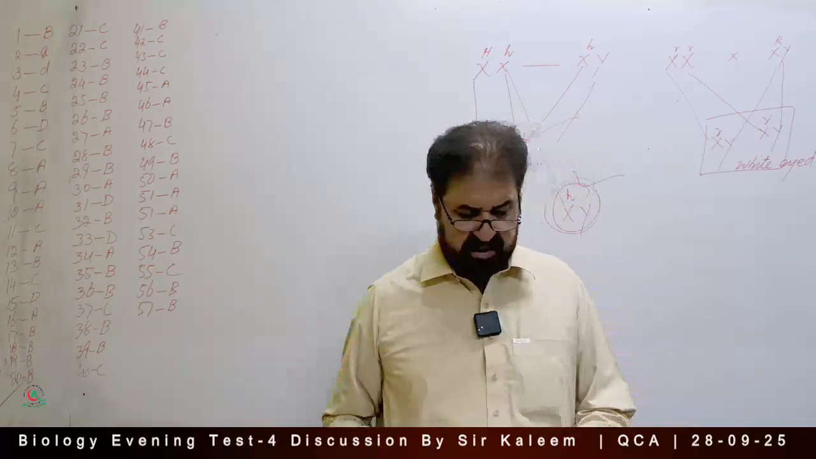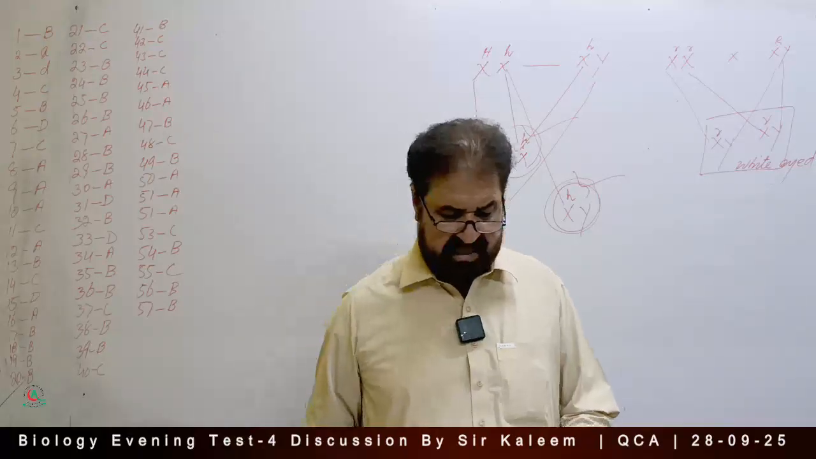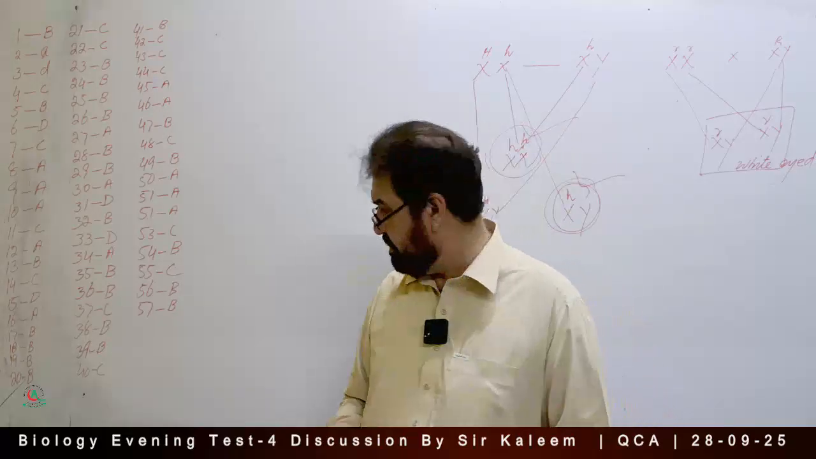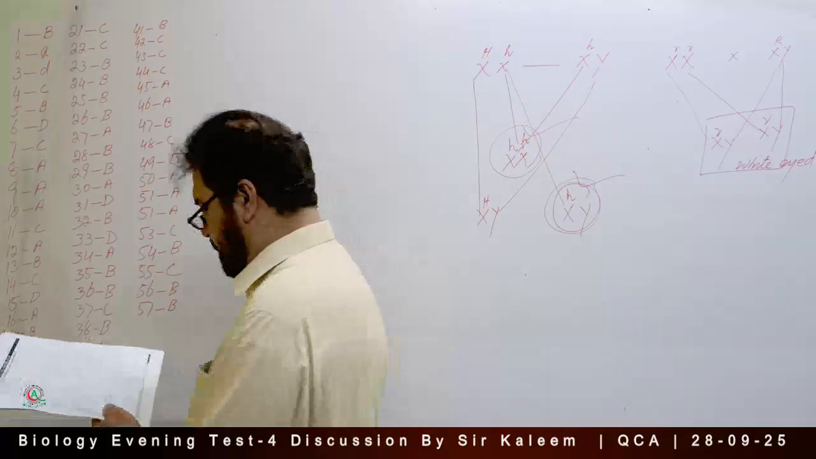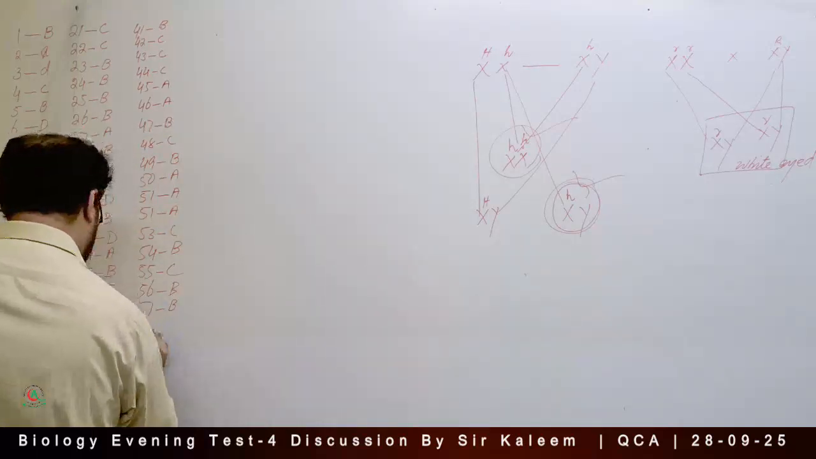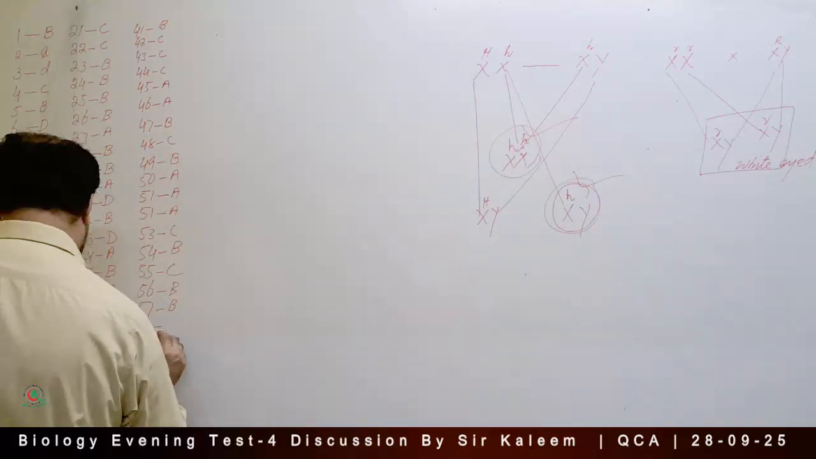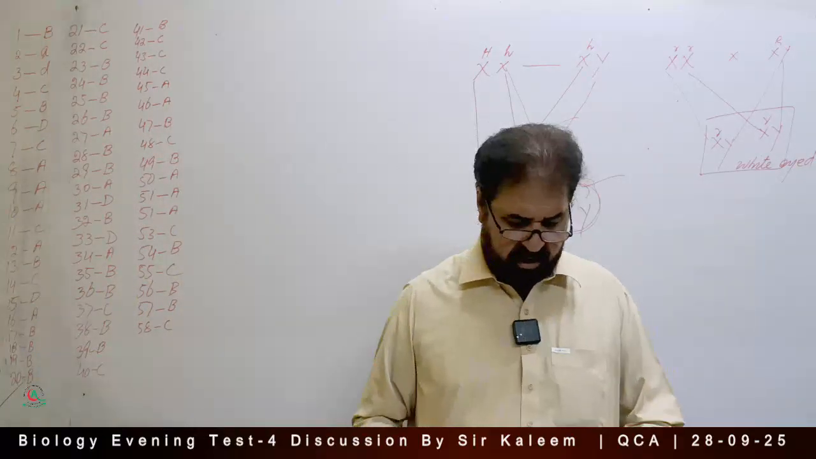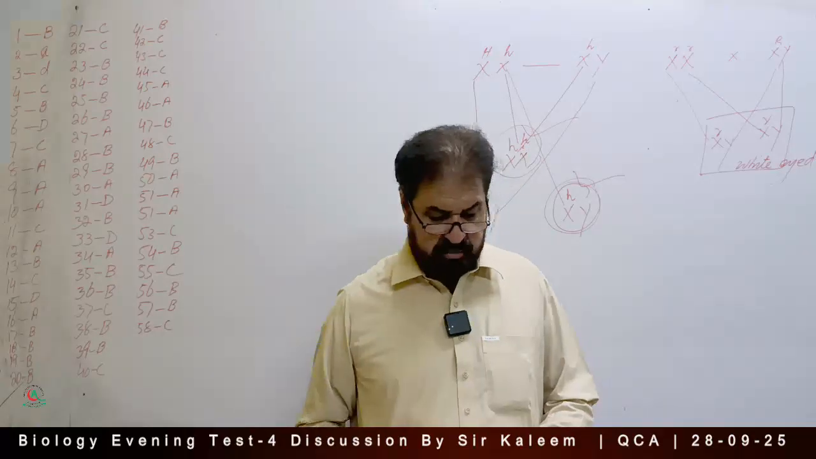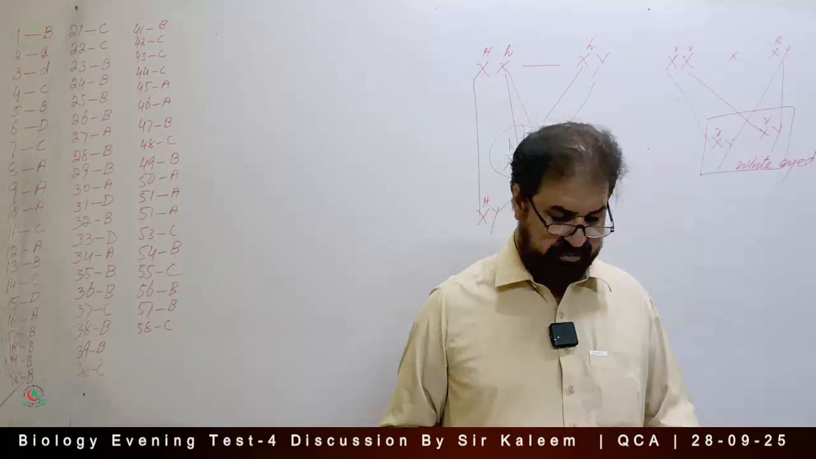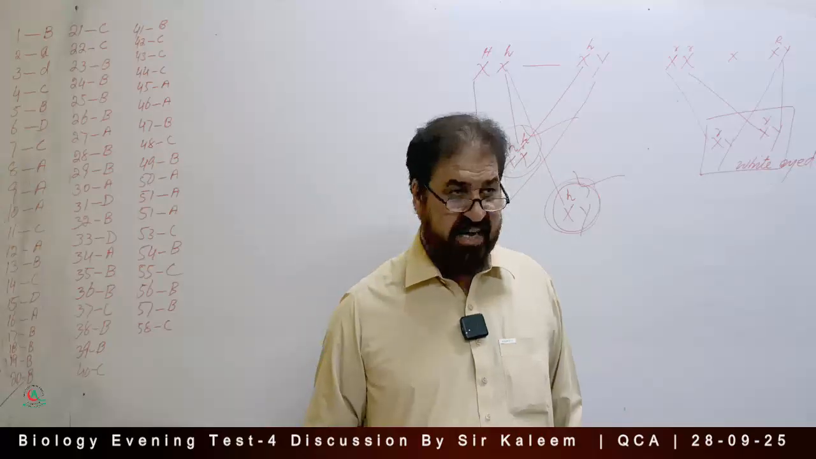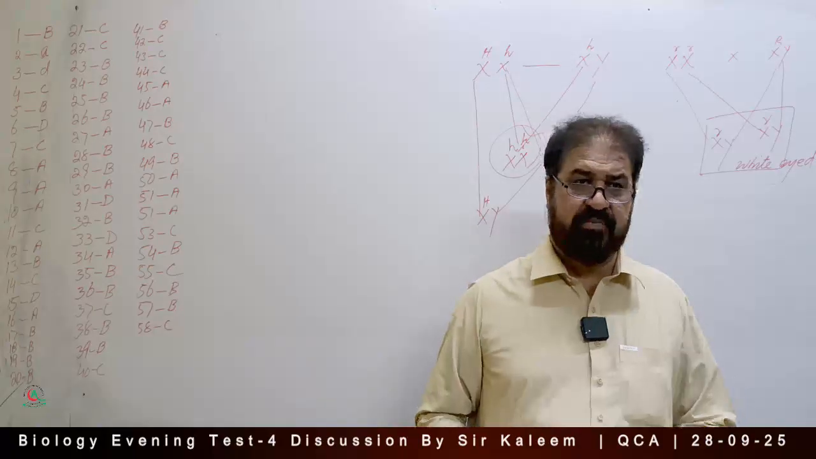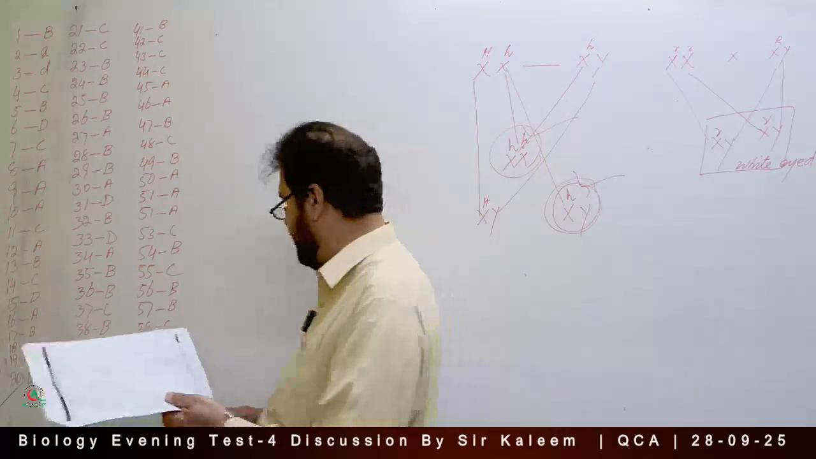Question number 58. Which nitrogenous compound requires the least water for excretion? Uric acid. Option C. Which process is most important for heat loss? Radiation. 50% of heat is lost from the body surface in the form of radiation. So option C is correct.